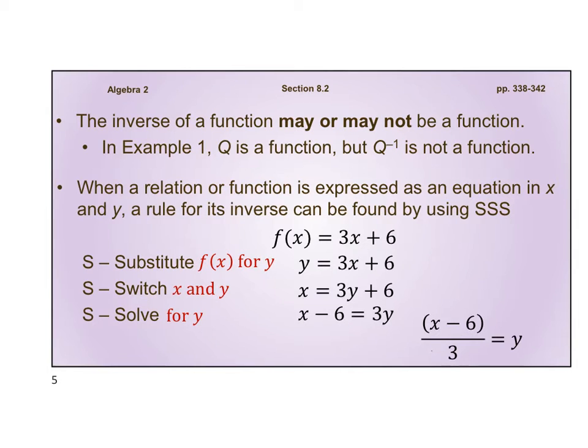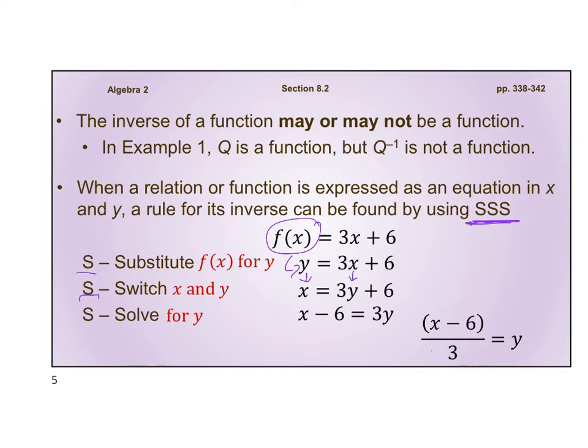When a relation or function is expressed as an equation in x and y, a rule for its inverse can be found using, this is my method, SSS. The first S is for substitute, where you change the f of x to y. Sometimes it's given to you where y already is there, so then you just skip that step. It's already done for you. Next, we switch x and y. Notice that the y became an x and the x became a y. Now we just solve for y.